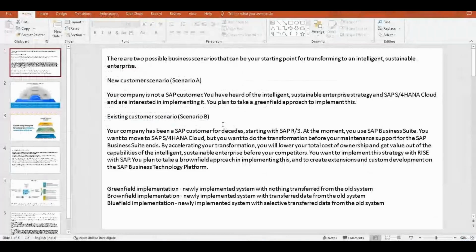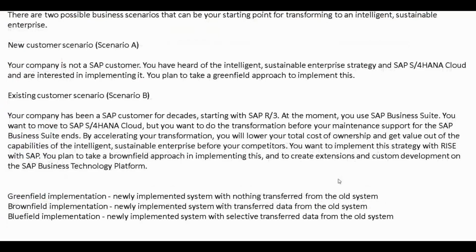Whatever the scenario is, whether it is a greenfield, brownfield, or bluefield implementation, you will have the same business technology platform, but the way you are going to use it may differ. In greenfield implementations, we may use it in one way. In the case of conversion, we may use it in a different way. But ultimately, the technology platform is going to be the same for you. So first, always get a clear idea about this.